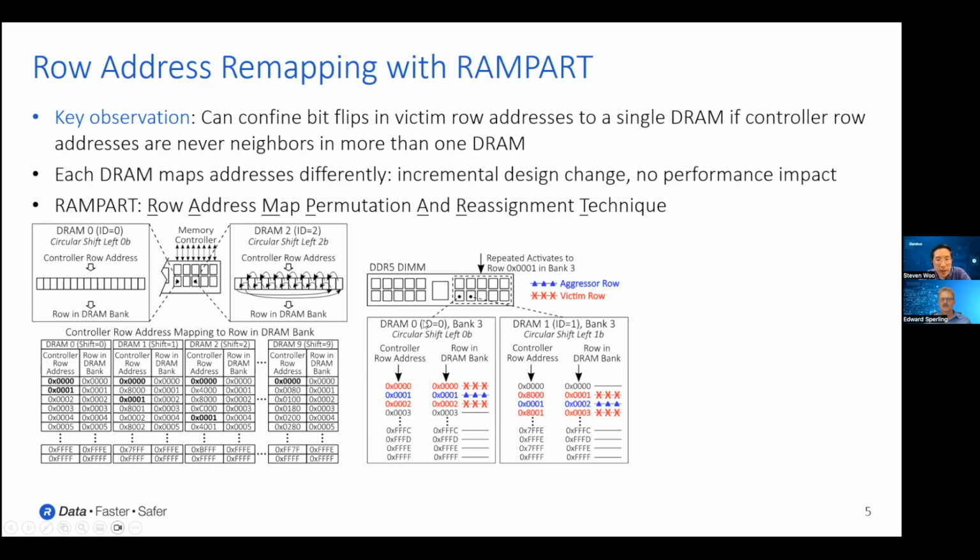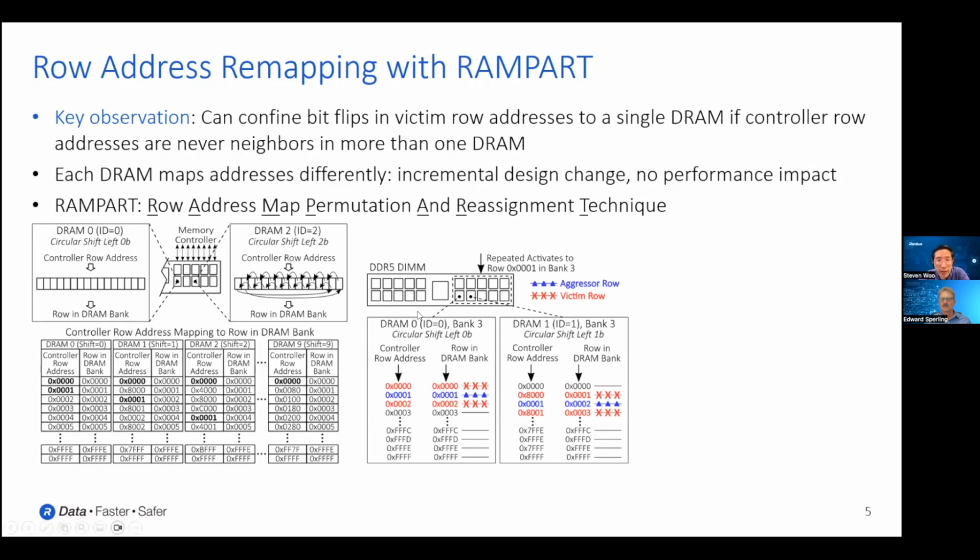What we're going to do is each DRAM is going to take the address from the memory controller and do a circular left shift by a different number of bits. And we're going to assign each DRAM an ID. That capability is actually available today in the DDR5 DRAM design. You can give each DRAM a different identifier.